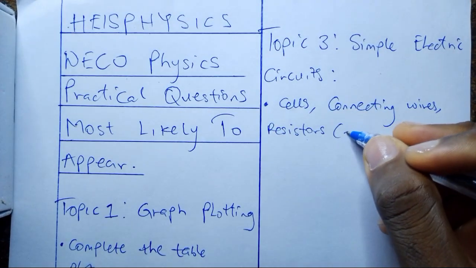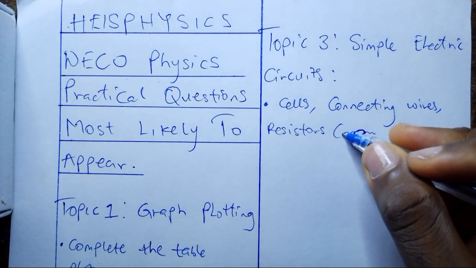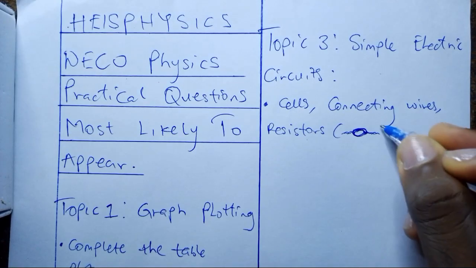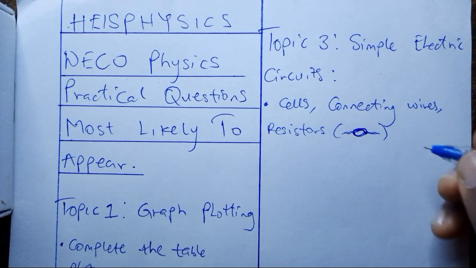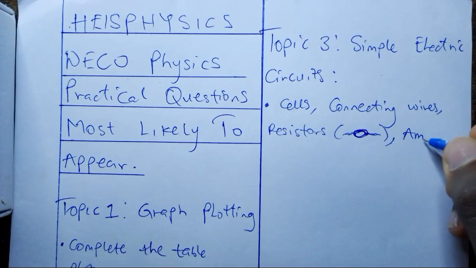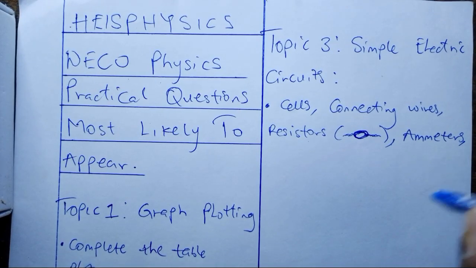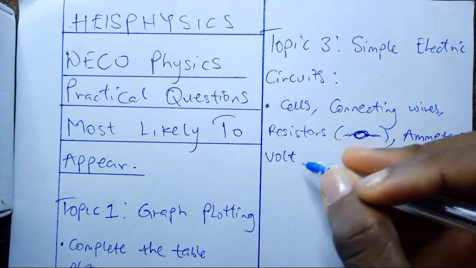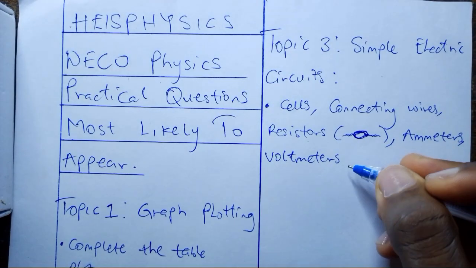This is how it looks. For those who don't know how a resistor looks, it's very little and looks like this. Ammeters to measure your current, and voltmeters to measure your voltage. These are the apparatus that they will give you for your simple electric circuit experiment.